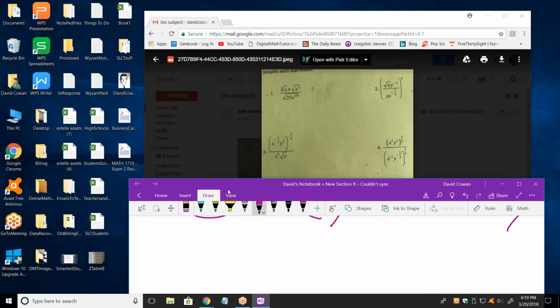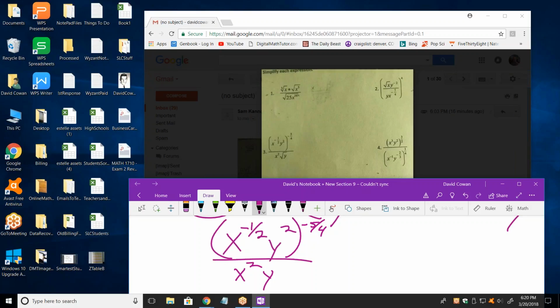Okay, so we got x to the minus 1/2, times y squared, all divided by, no, that numerator is all to the minus 5/4. Divided by x squared, square root of y, which I'm going to take a step and write that as y to the 1/2. I'm going to work in exponents. I don't want to work in a mixture of exponents and radical signs.